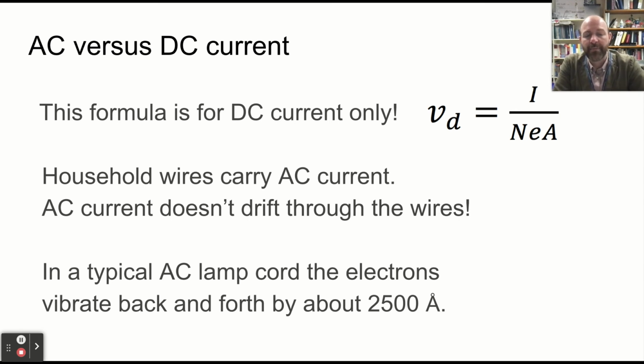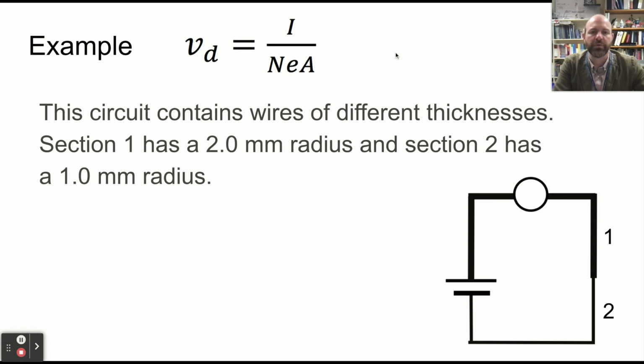The amount, I don't know if you can see that, but that's an A with a little circle on top of it. That's a symbol for an angstrom, which is 10 to the negative 10th meters. So a typical AC lamp cord, the wires just vibrate back and forth by a distance of about 2,500 angstroms. So very, very little motion for those.